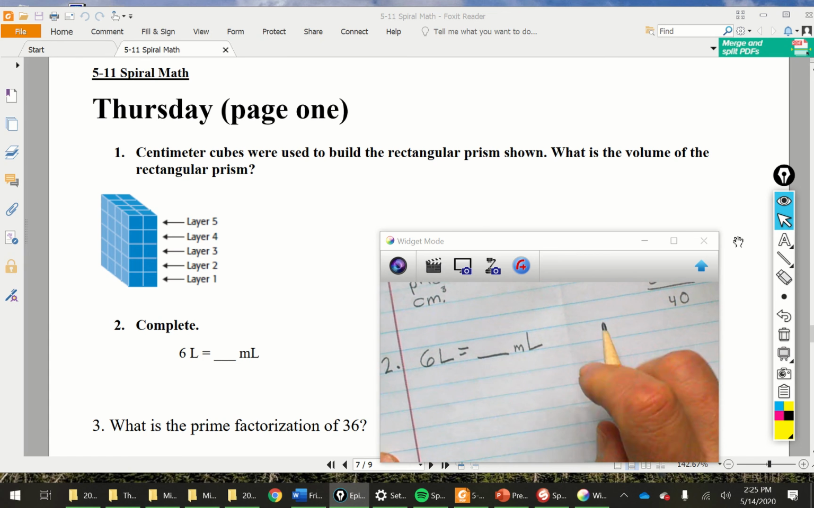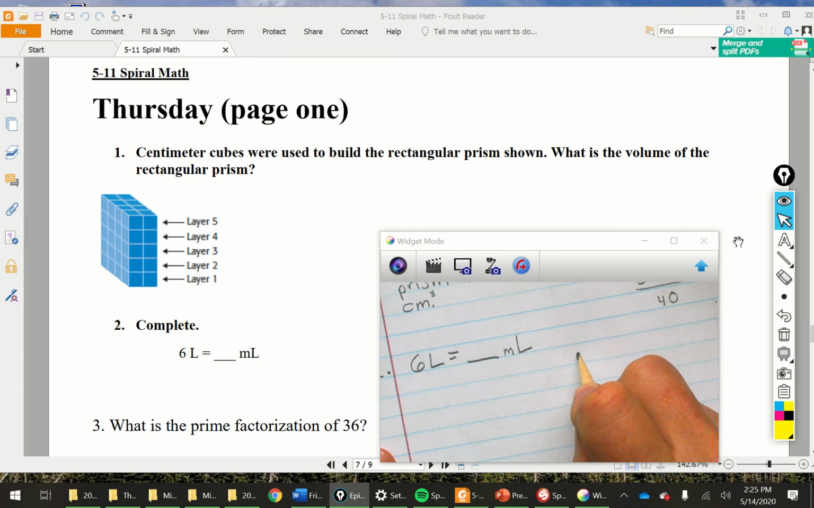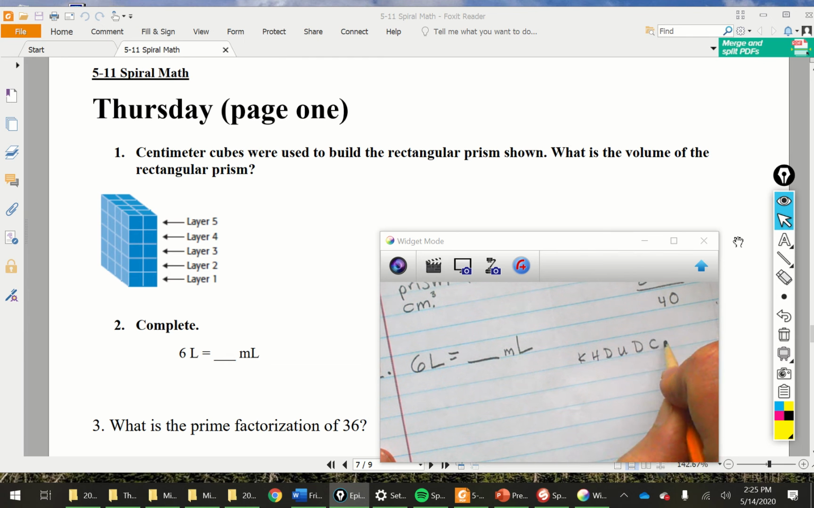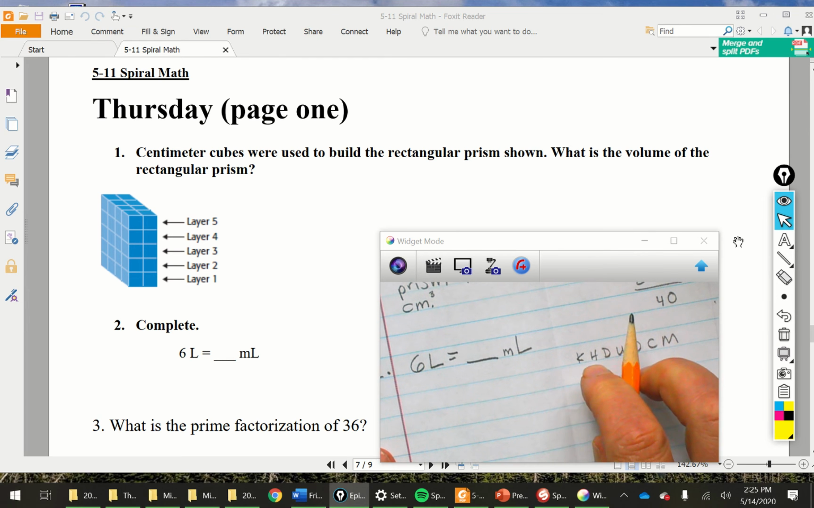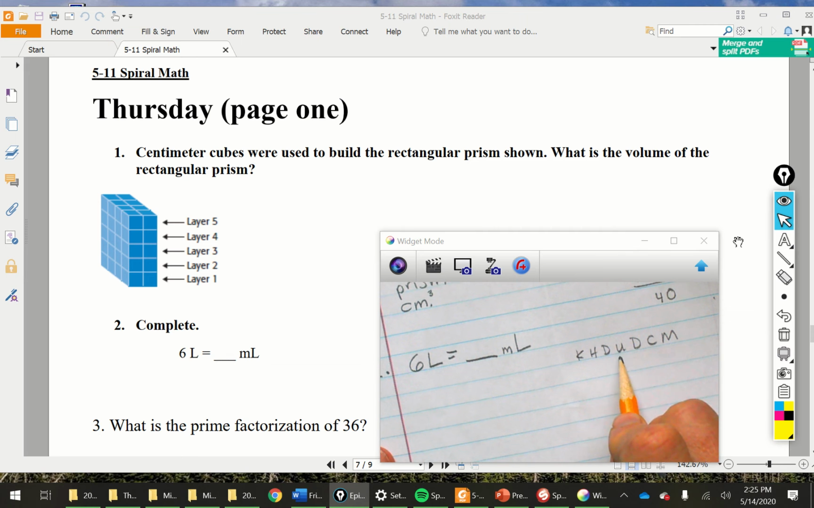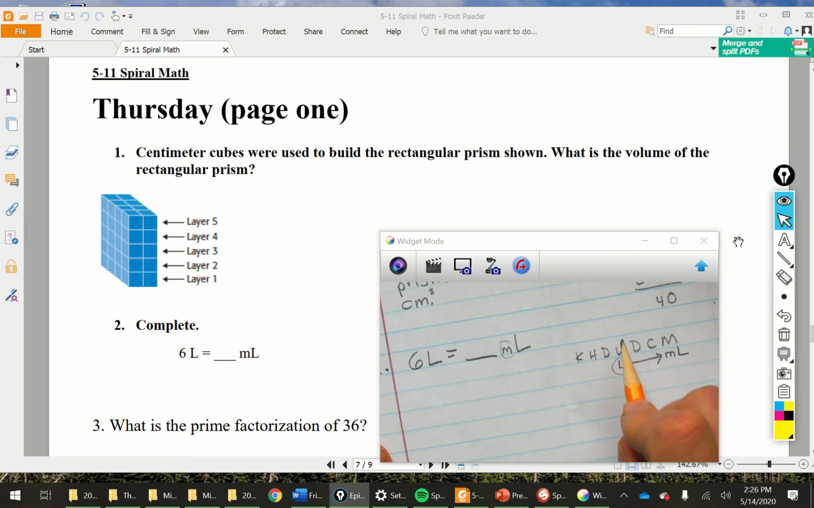Now, if you remember what Ms. Garcia told us about King Henry died unexpectedly drinking chocolate milk. That's going to help me decide how I'm going to convert this. Liters is the unit of measurement, the U in the middle. M stands for milli, which is down here at the very end, for milliliters. So what I'm going to be doing is I'm going to be going from our unit of measurement here, liters, down to a smaller unit of measurement, which is milliliters. So what I'll be doing is I'll be skipping 1, 2, 3. I'll be making 3 jumps down.